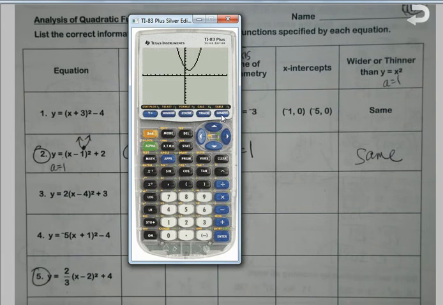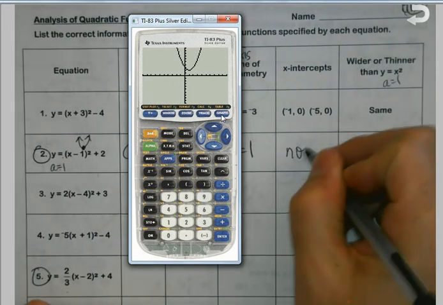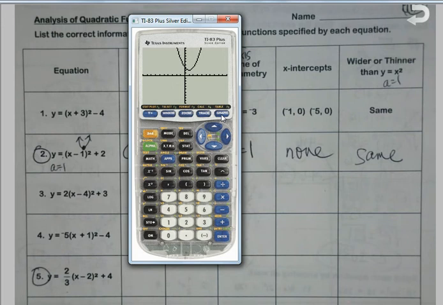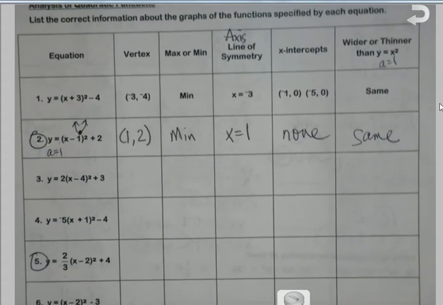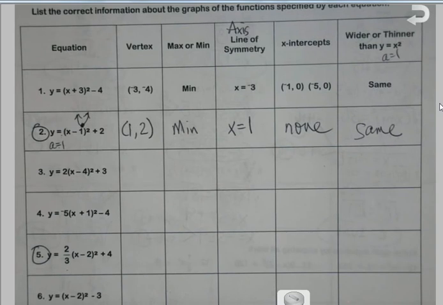Oh, where does it look like that graph crosses the x-axis at? It doesn't. Okay, there aren't any. Boy, we wish they'd all be that simple. They're not, but that's one thing. So you're not going to have x-intercepts every single time, depending on where your equation takes you.